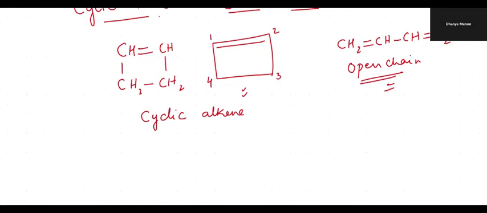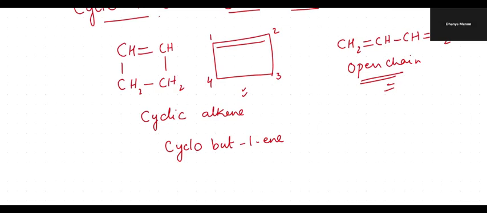The keyword that you would write is cyclo. 4 carbon atoms means but. If it's a closed chain alkene, you will use the word cyclo. Cyclobut-1-ene. You will not write but-1-ene. But-1-ene means it is open chain. What tells you that it's cyclic? Cyclobut-1-ene.